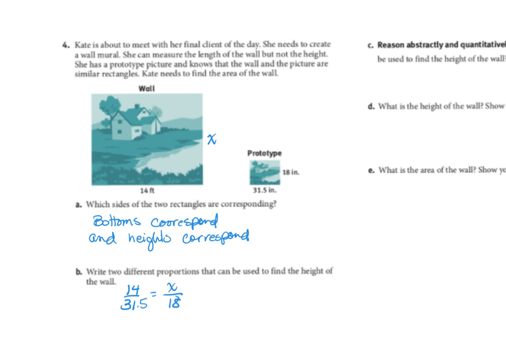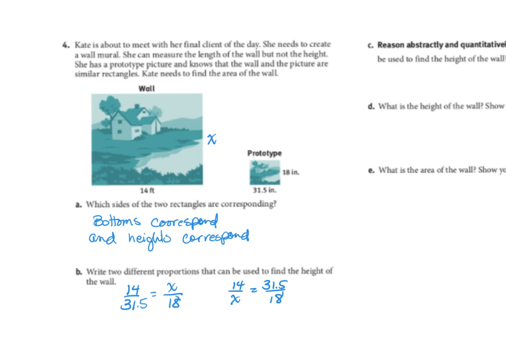Now, it's all about following a pattern. Here I went bottom is to bottom as right is to right. I can also go bottom is to right as bottom is to right. And I will get the same answer. So 14 bottom is to right as bottom 31.5 is to right.